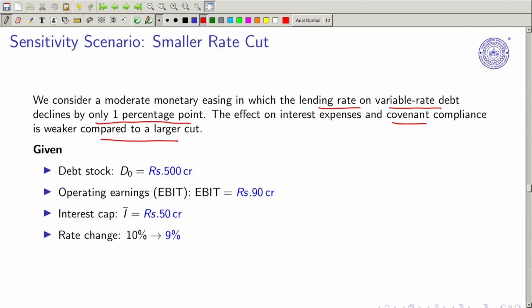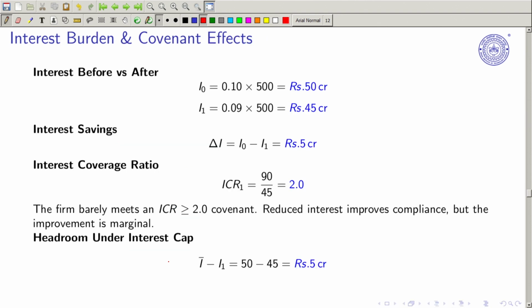Suppose the initial debt stock is 500 crore, EBIT is 90 crore, the interest cap is 50 crore, and the rate of interest is reduced by just 1%. Earlier it was 10%, now we are reducing it to 9%. Then the interest burden at 10% is 50 crore, and at 9% it is 45 crore. How much extra headroom are you getting? It is 5 crore.